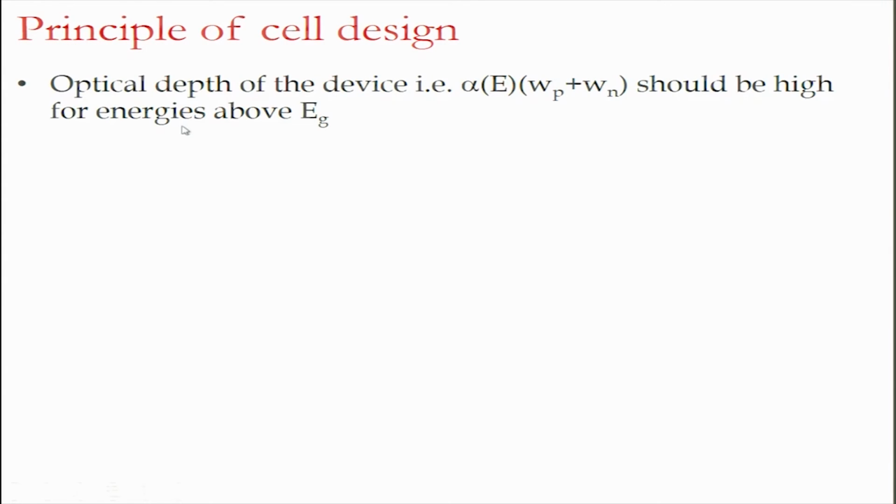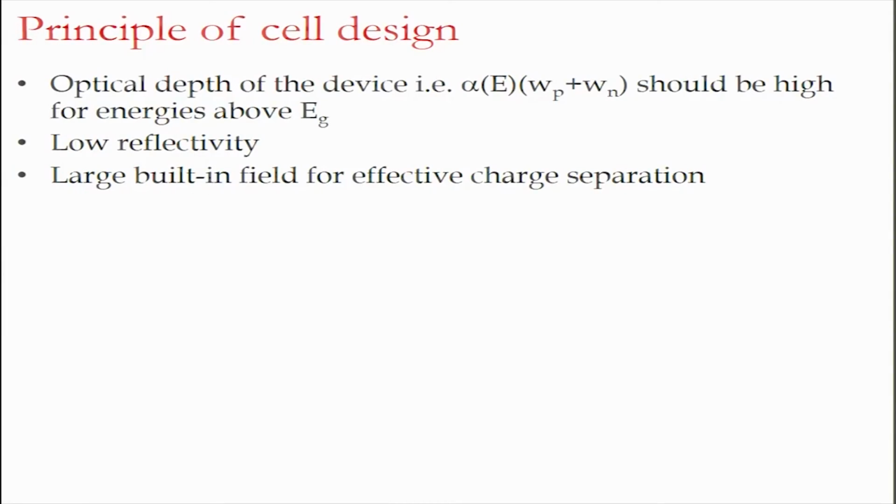So, let us come to the principle of cell design. So, how do you design the cell in a solar cell? So, the first thing is, as we said, from the quantum efficiency perspective, the optical depth of the device, that is alpha(E), the absorption coefficient, times (Wp + Wn), which is the total width of the depletion region, should be high for energies above Eg. So, which means the optical depth, the depth in which the device absorbs light, should be good enough so that you are able to absorb all the energies above Eg.